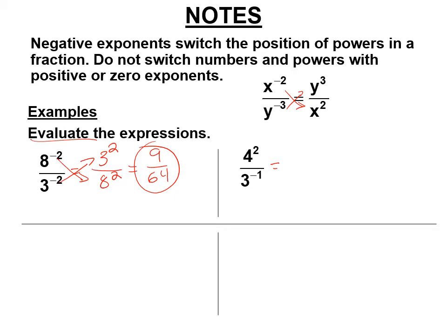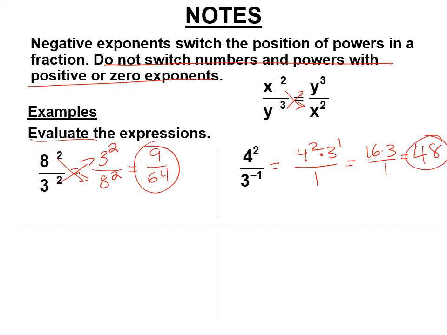All right, so now careful. The 4 squared stays, right? Do not switch numbers and powers with positive or 0 exponents. It's only negative exponents. So now that flips up there. What do you put down there where everything's gone? Hopefully you realize 1. So then you're going to do 4 squared is 16 times 3 over 1. 16 times 3 is 48. This is 48 over 1, or 48. So please be careful in the homework. It's really easy to start flipping everything. Only things with negative exponents.